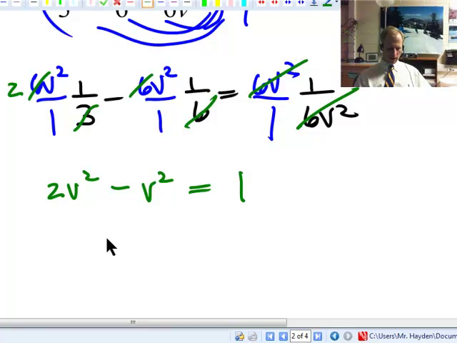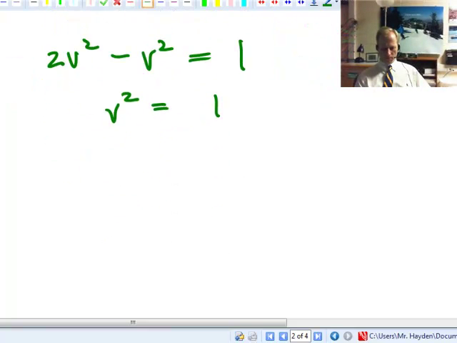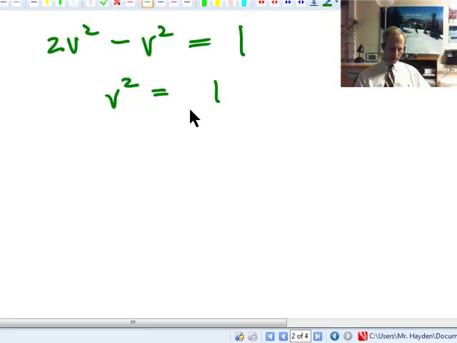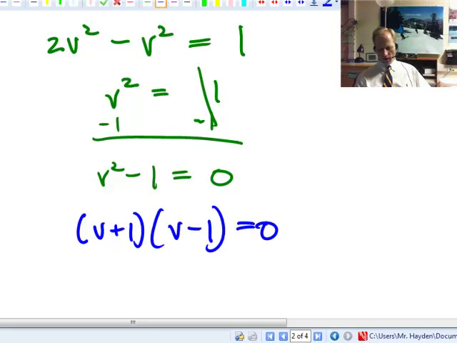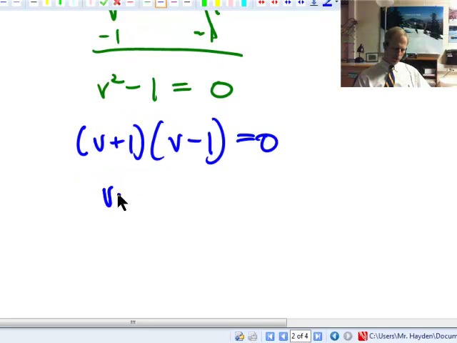Alright, I can combine like terms here, giving me v squared equals 1. Then I'm going to subtract 1 from both sides. So that gives me v squared minus 1 equals 0. And I need to factor. Okay, v squared minus 1 is the difference of perfect squares, which factors to be v plus 1, v minus 1. And that means my solutions are v equals negative 1 or v equals positive 1.